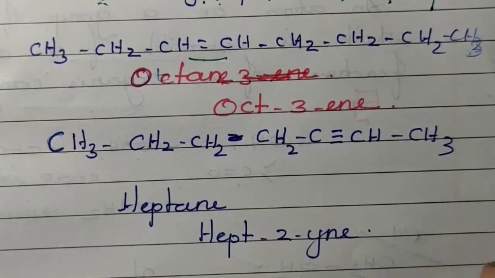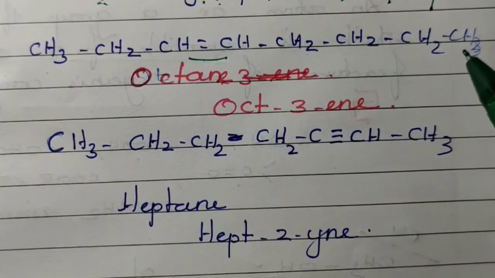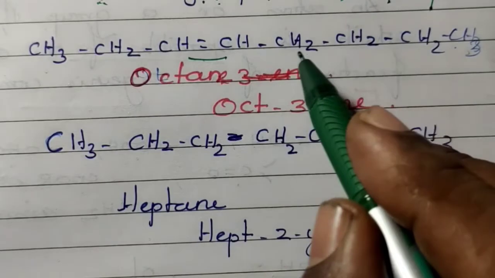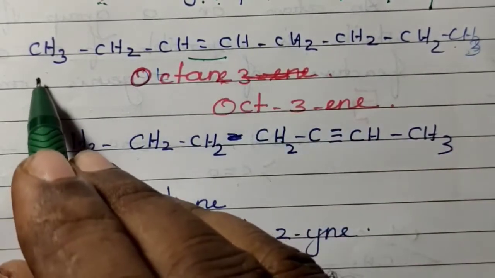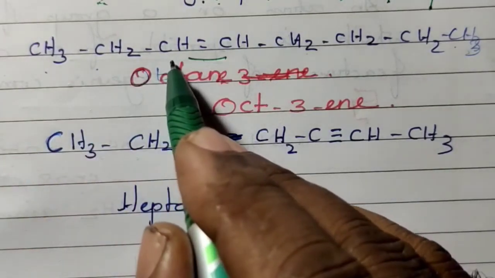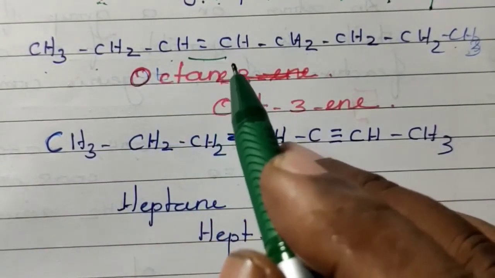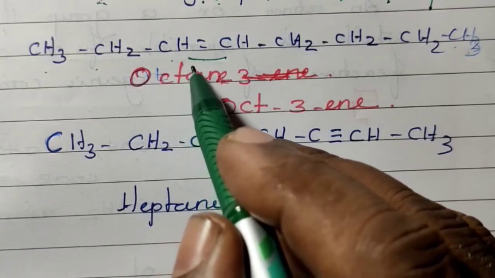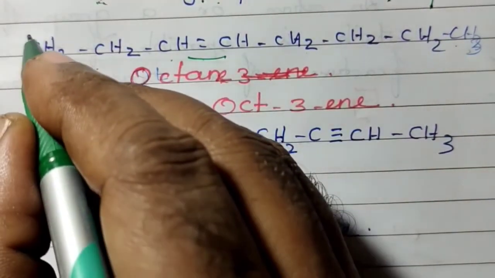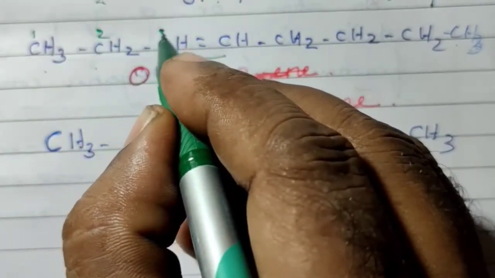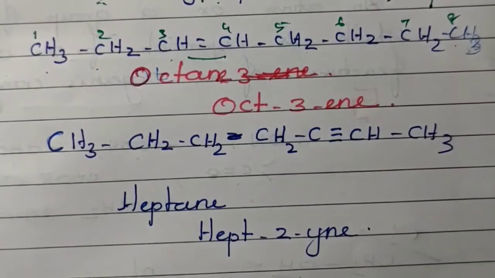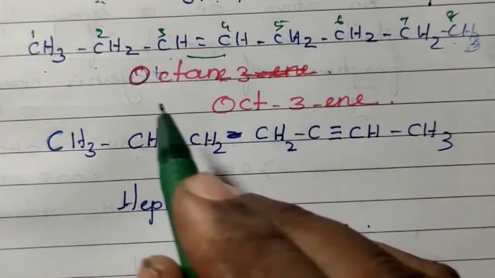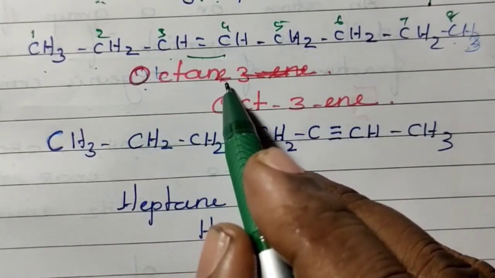Now give number to the parental chain carbon atom. From where we have to give number? If you are giving number from this side 1, 2, 3, 4, 5, the double bonded carbon gets 5. If you are giving number from this side 1, 2, 3, so 3 is the correct one because the functional group carbon should get the least number. So we have to give number from this side 1, 2, 3, 4, 5, 6, 7, 8. So 8 means the usual name is octane.